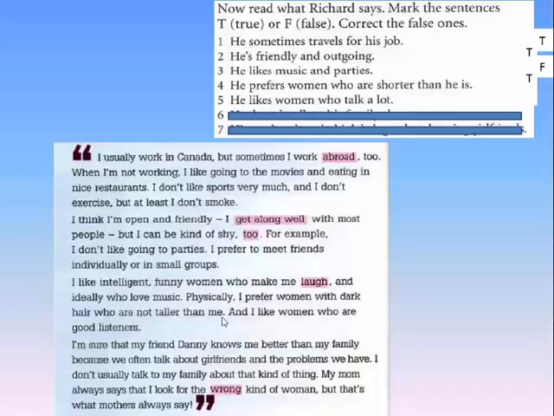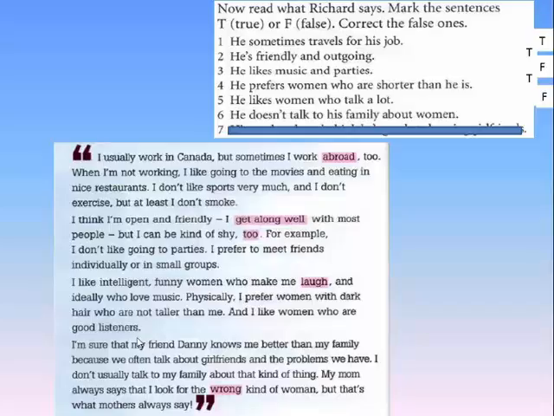He likes women who talk a lot. And I like women who are good listeners. Well, we have to understand that if they are good listeners, they can't talk a lot, so that would be false.